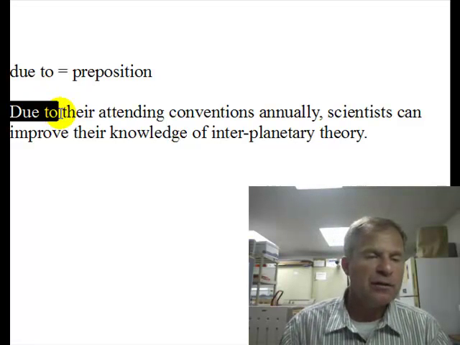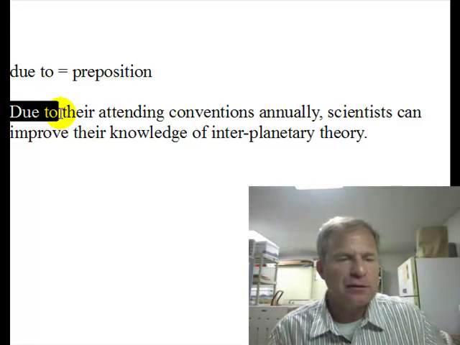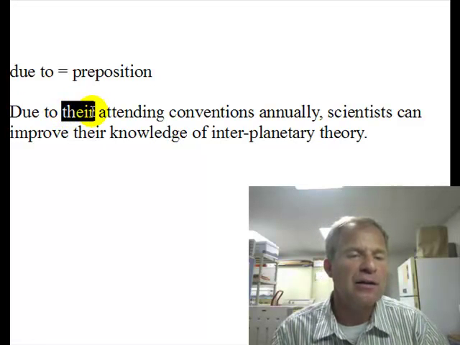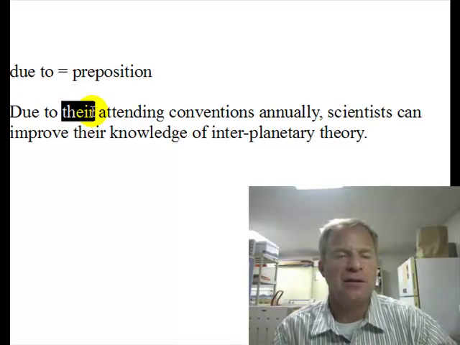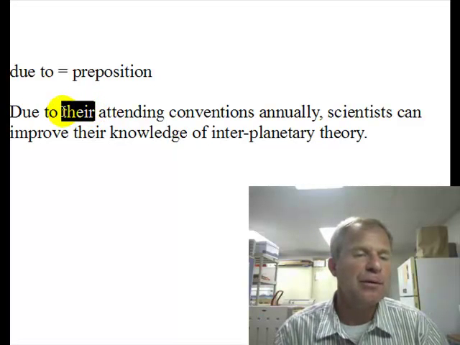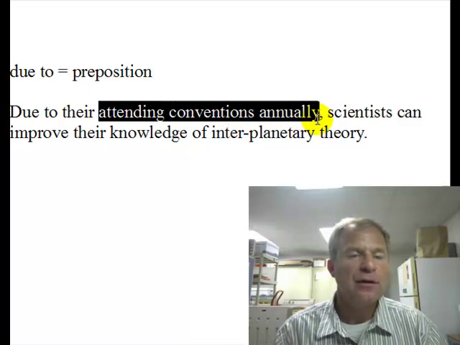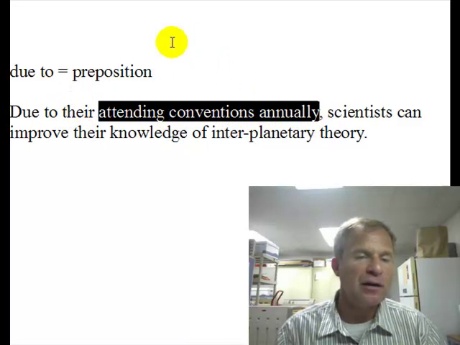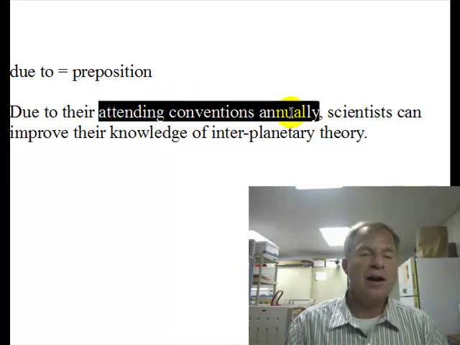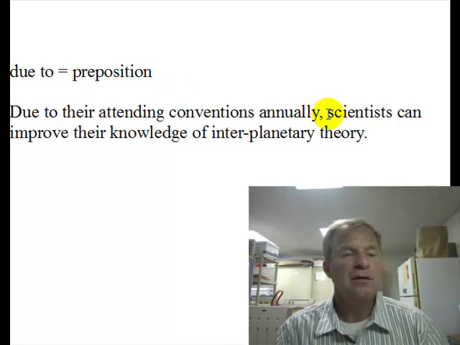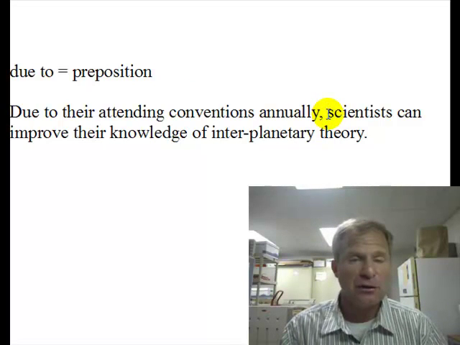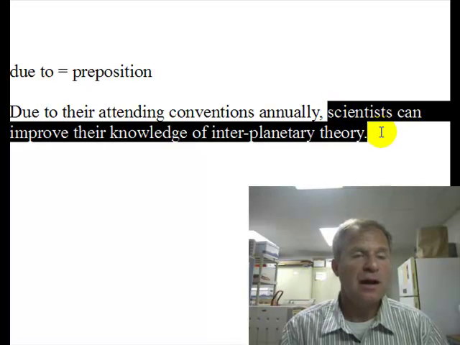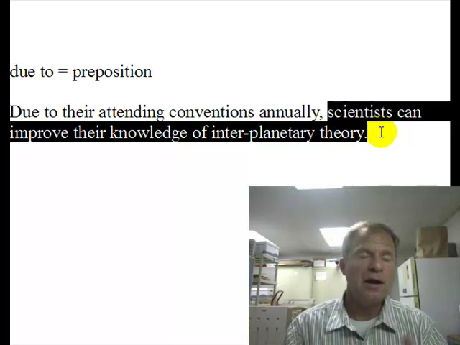Now, the only way to take scientists attend conventions is to change it to their attending. It means the scientists attending conventions. So I use a possessive word here. This is what's called a gerund phrase. So the possessive word modifies the gerund phrase, and then I would complete it with, due to their attending conventions annually, scientists can improve their knowledge of interplanetary theory. That would be another way to do it.